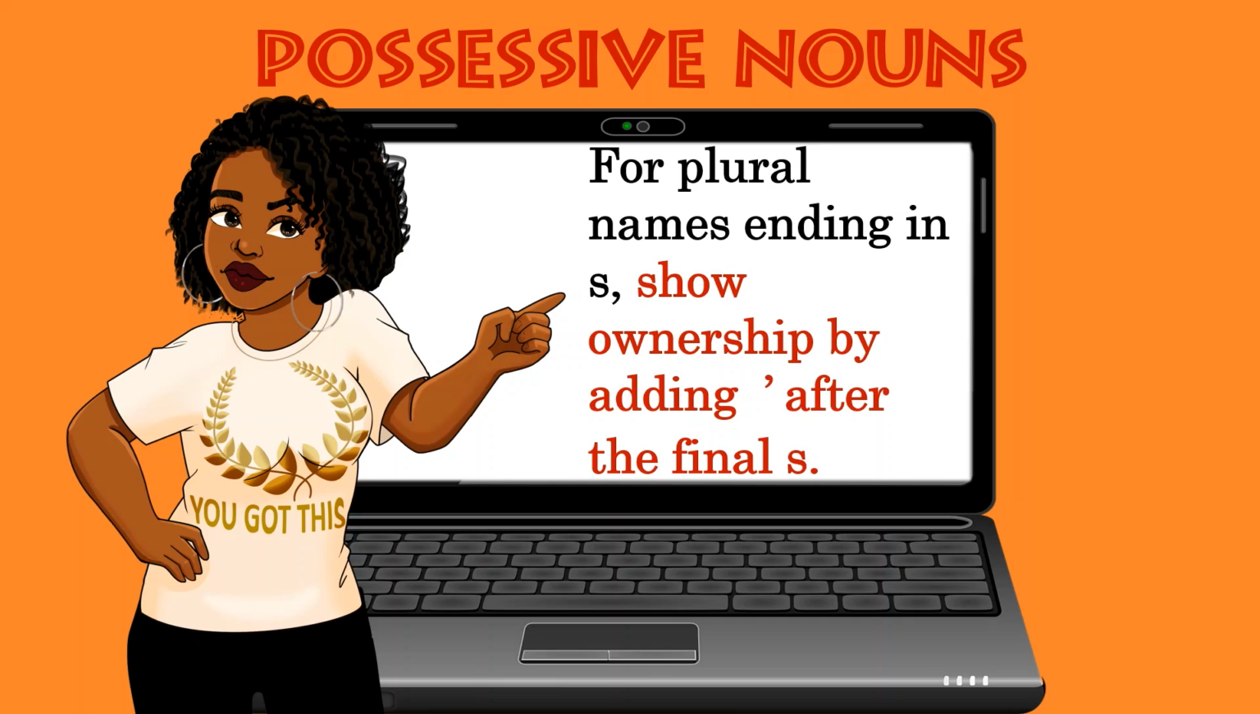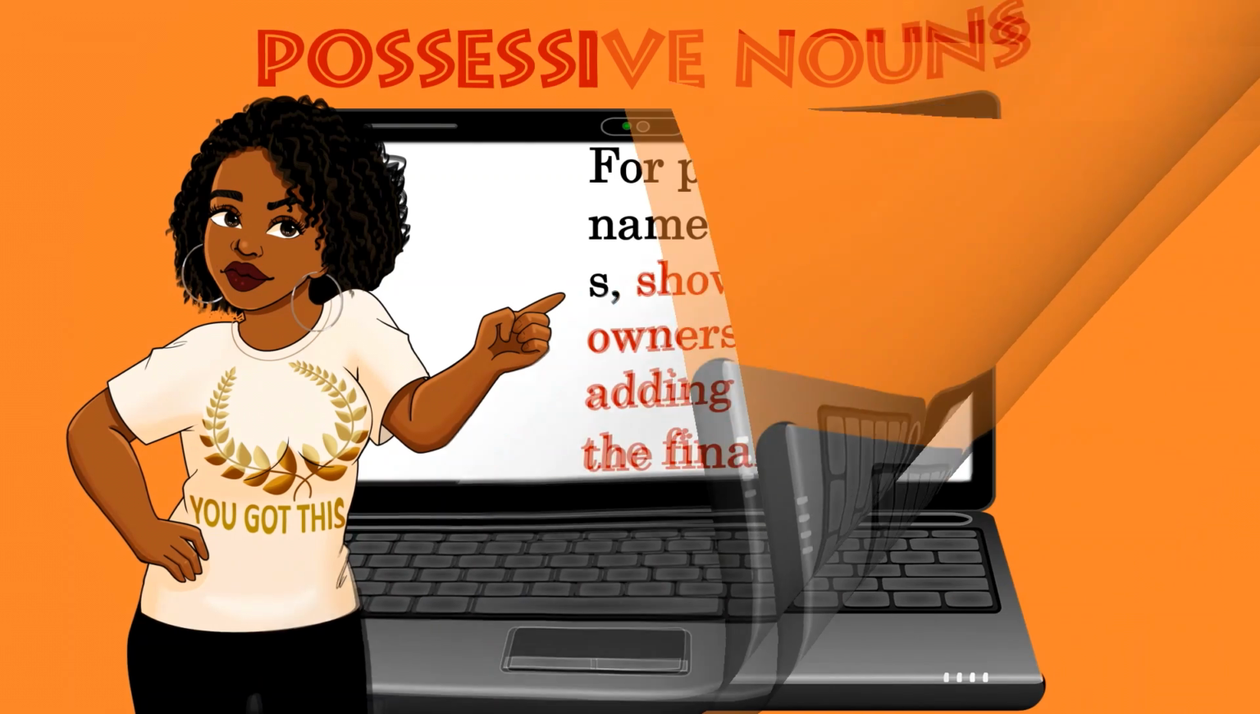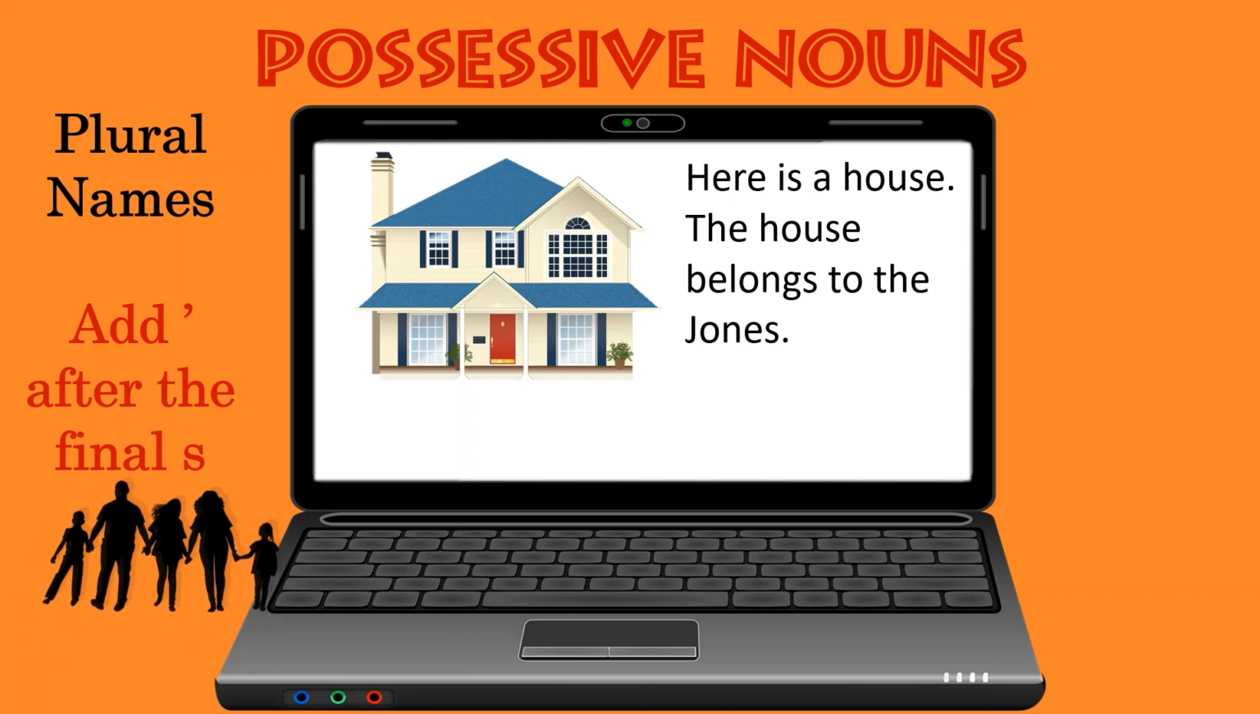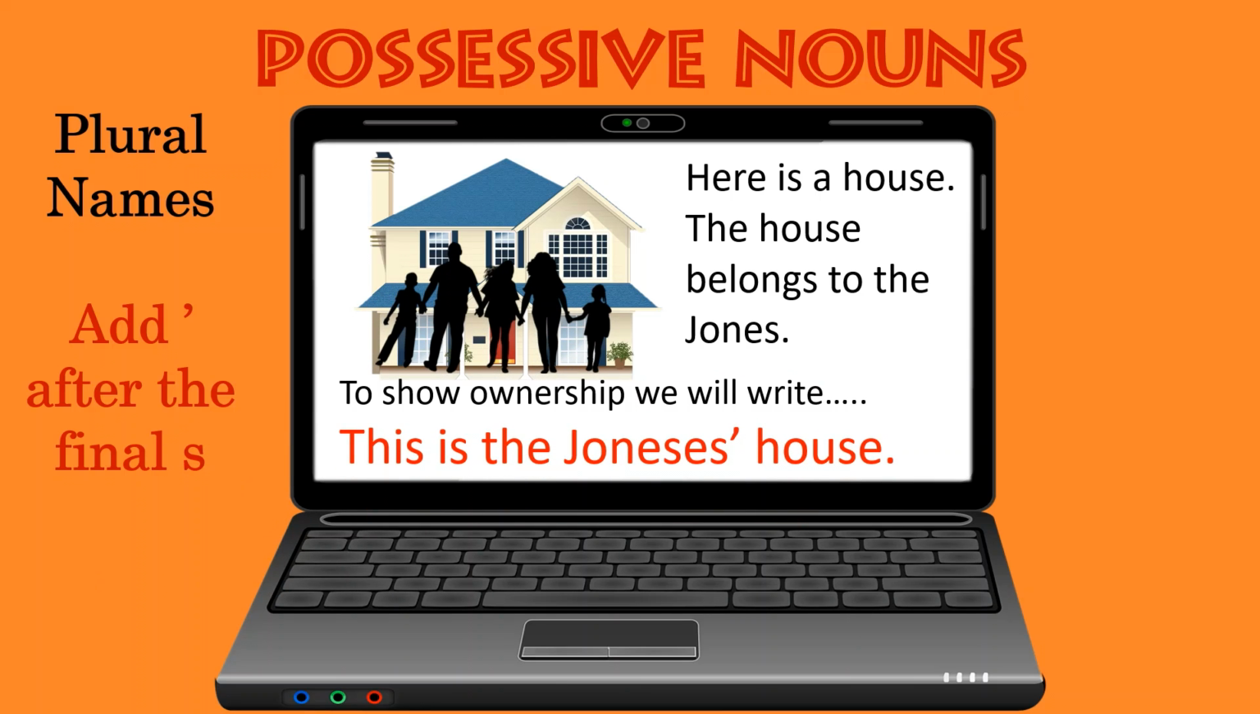For plural names ending in S, show ownership by adding an apostrophe after the final S. Here is an example of showing possession with plural names. Remember the rule, add apostrophe after the final S. Let's read the sentences. Here is a house. The house belongs to the Joneses. To show ownership, we will write, this is the Joneses' house.